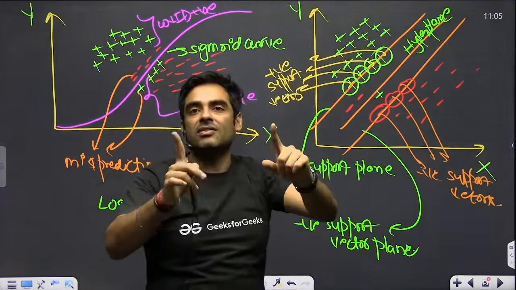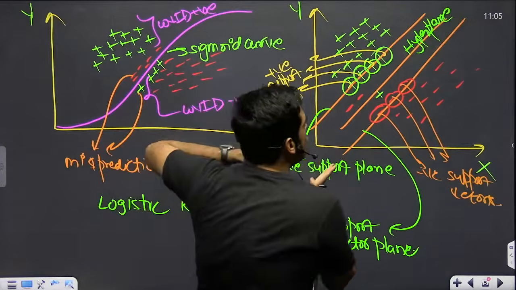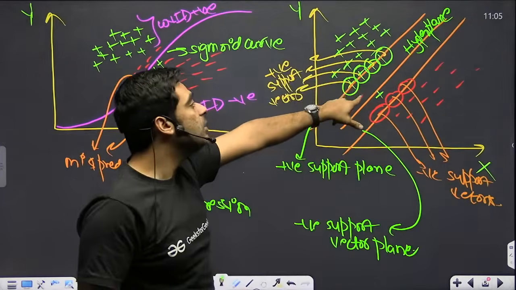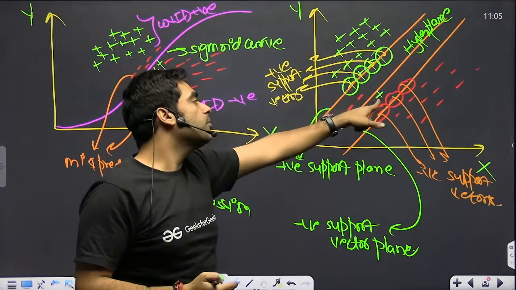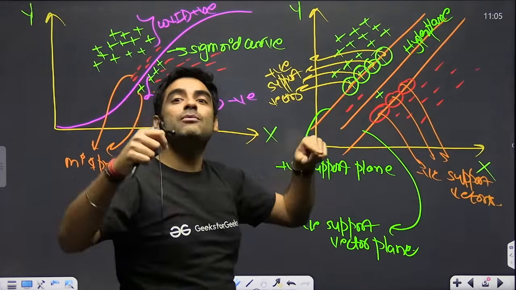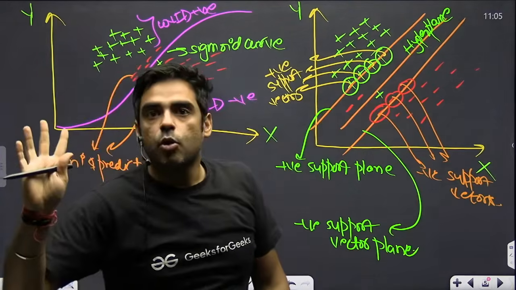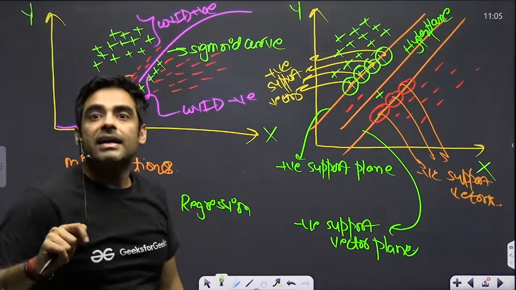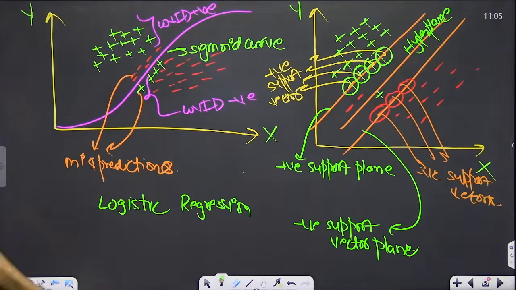So he says that I would draw 2 support vectors, and if any negative or positive misclassified points come in between, I would be able to rectify it. So this is how the support vector works. This is the main approach of using the support vector machine algorithm.